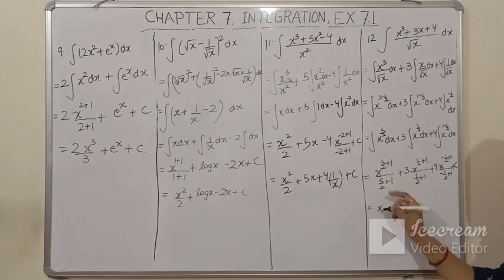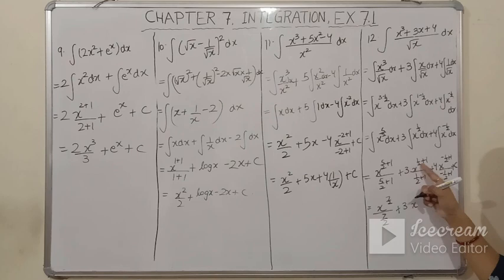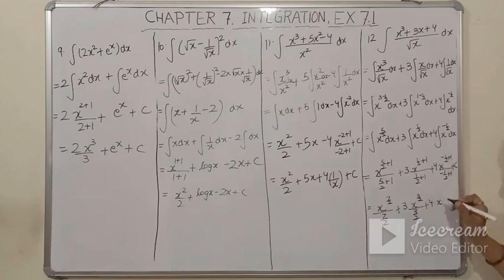So I get answer 5 by 2 plus 1 is going to be 7 by 2, upon 7 by 2, plus 3 into x raised to power 1 by 2 plus 1 is going to be 3 by 2, upon 3 by 2, plus 4 into x raised to power minus 1 by 2 plus 1 becomes half, that is 1 by 2, upon 1 by 2, plus c.